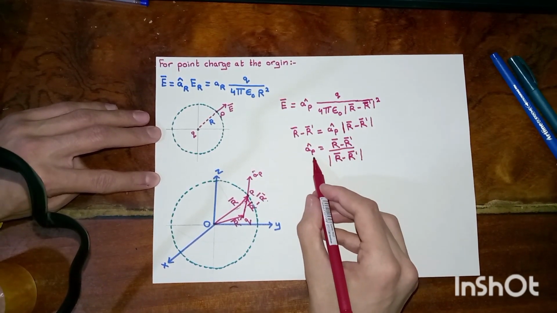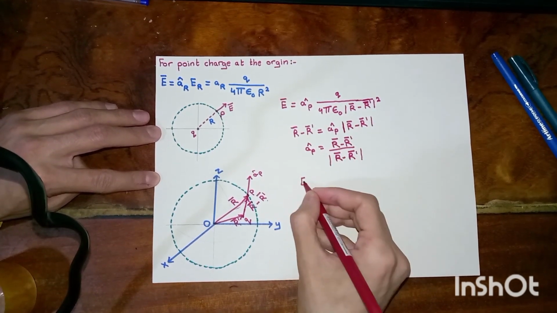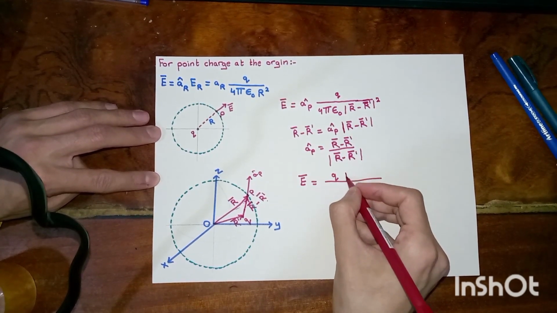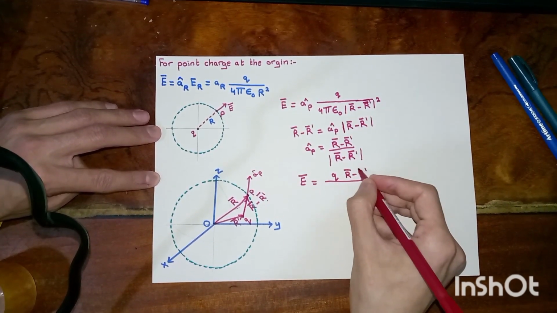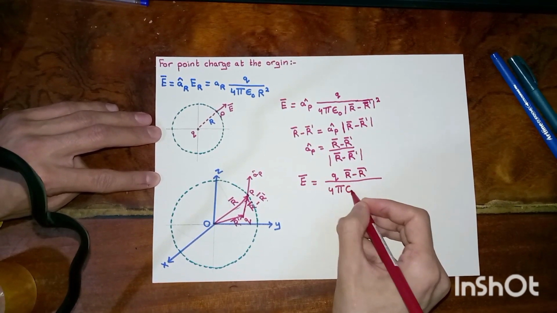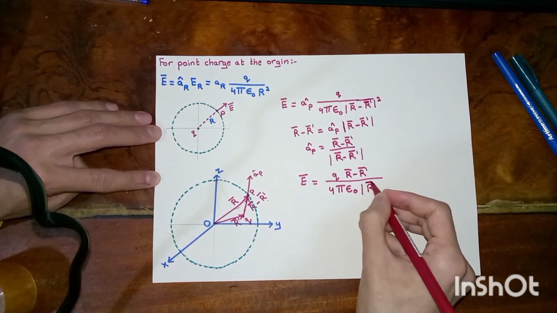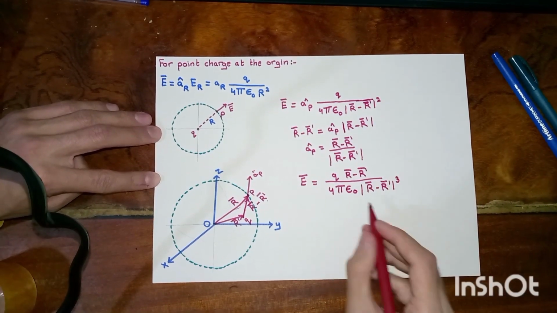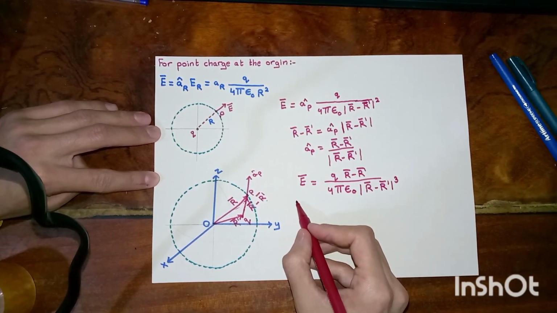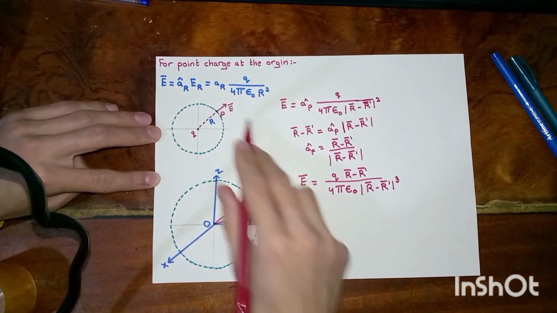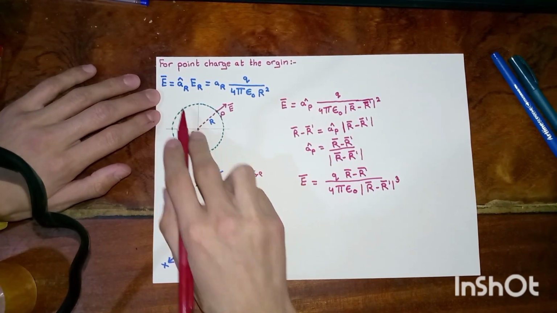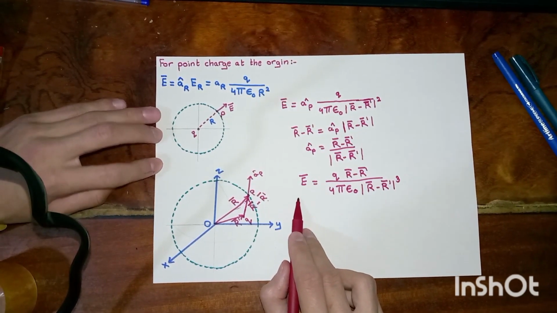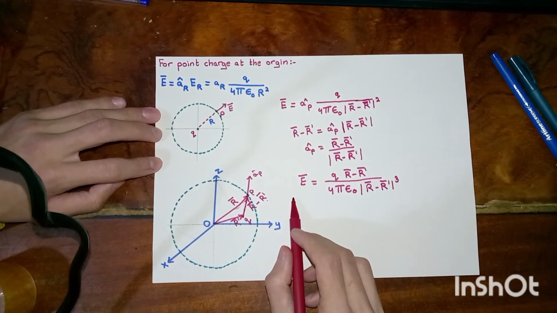Now substitute this for this in this equation, and we will end up with the electrical field equal to Q times r minus r primed divided by 4 pi epsilon sub 0 times the modulus of r minus r primed, cubed. As we see, this equation is valid for all conditions. The earlier equation is only valid when the charge is located at the origin of the coordinate system, but this equation is valid for all cases. It's a generalized form of Coulomb's law.